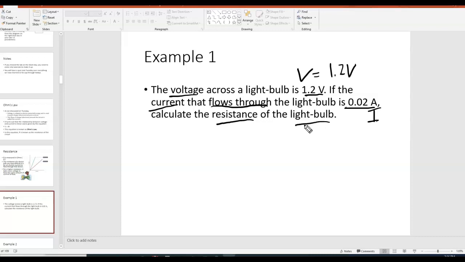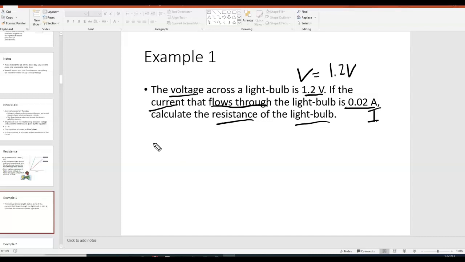Now, by the way, this problem is not necessarily super realistic. 1.2 volts is not a lot of voltage. Typically, if you have like a battery powered light bulb, the voltage on a like AA battery is like 1.5 volts. You can also buy 9 volt batteries at the store. If you plug something into like your outlet in your house, that's probably like 120 volts. Okay, and so this is not necessarily a realistic example, but just to show you how to use Ohm's law in a calculation.